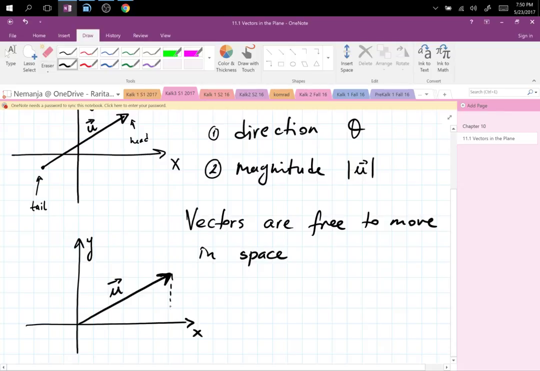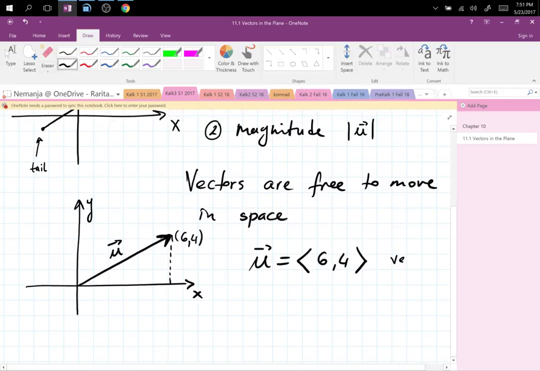Now I can drop the vertical and recognize this point as 6,4. So I will say that the vector u is 6,4. Note that I'm using spiky brackets. I'm not using parentheses. So when you use spiky brackets, it's a vector. And if you use parentheses, it's going to be a point or open interval. And if you use brackets, it is a closed interval. If you use braces, it's a set of numbers. So be careful with the notation.